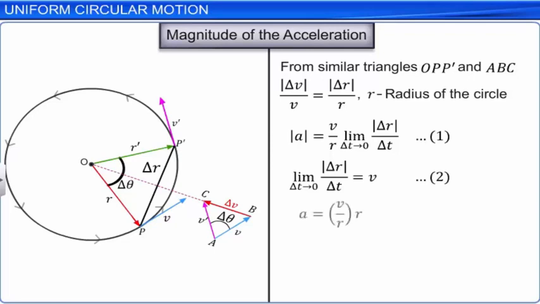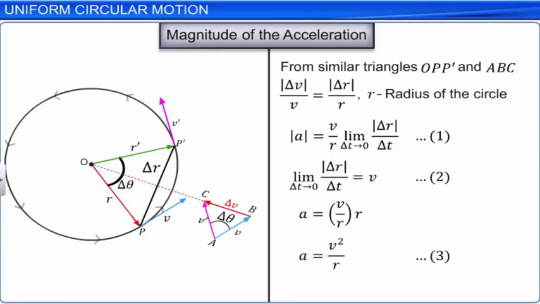The acceleration of a body moving with a constant speed v in a circle of radius r has a magnitude v square by r, and it always acts radially, directed towards the center of the circle. This acceleration is called centripetal acceleration. The word centripetal refers to center seeking.